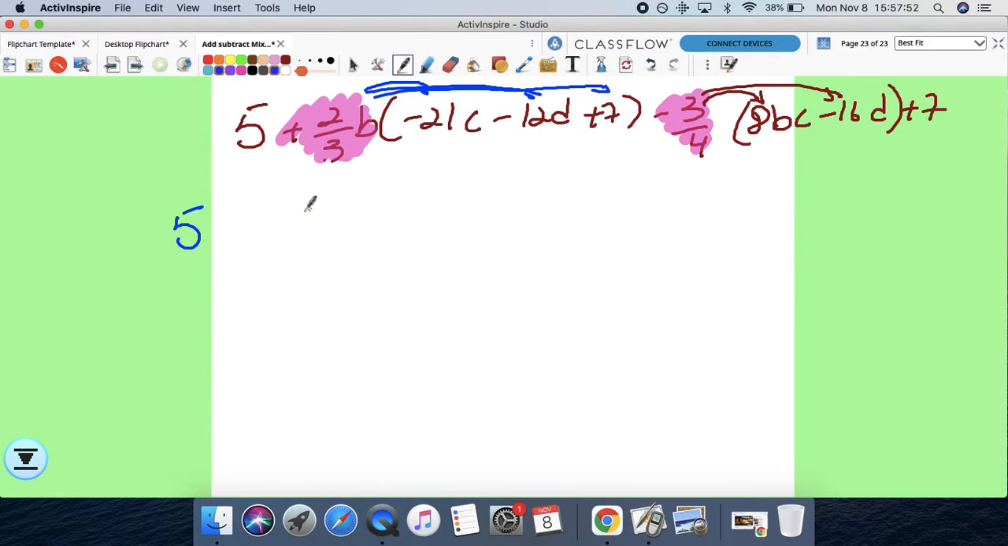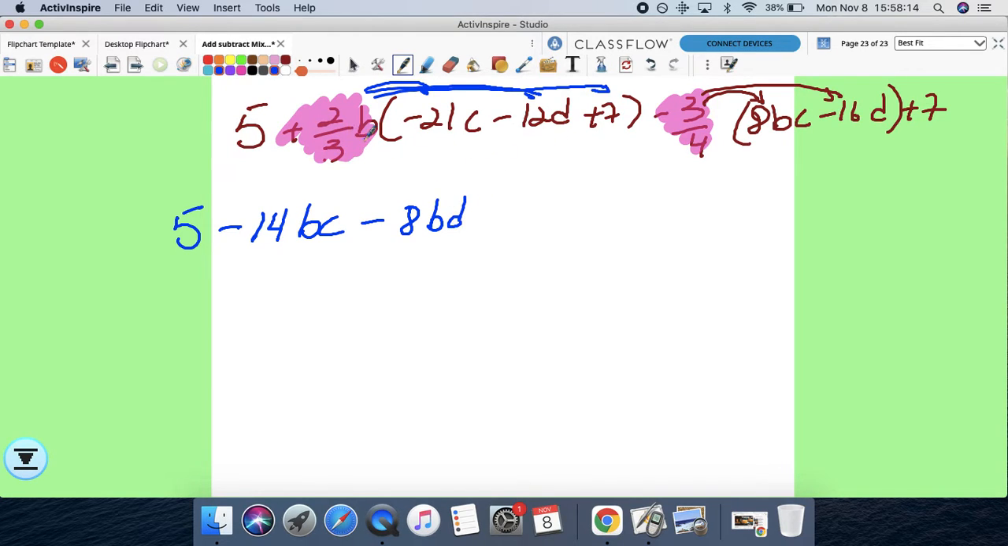It's a positive times a negative, which is a negative. 2/3 of 21: 21 divided by 3 is 7, and then times 2 is 14. So we get 14BC. Positive times a negative is a negative. And then 2/3 of 12 is 8. I'm going to write BD, right? Because we have the variable B and the D.